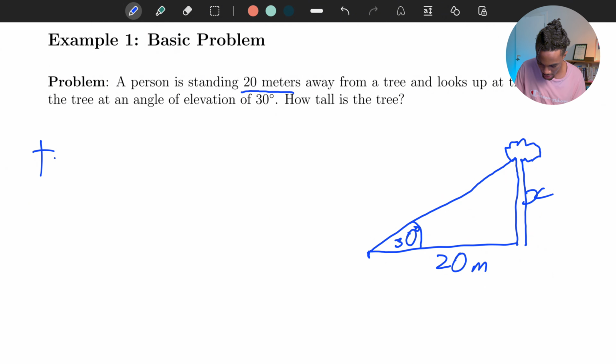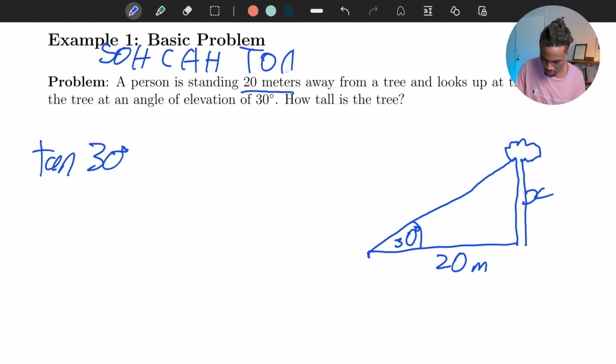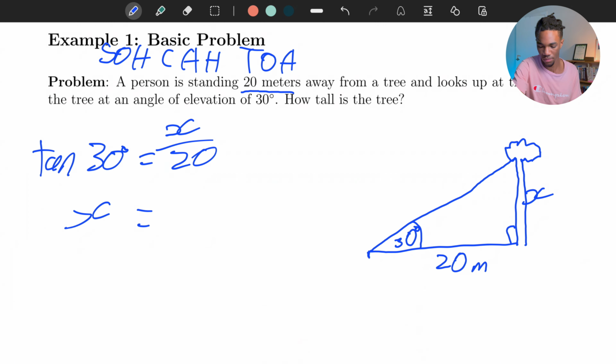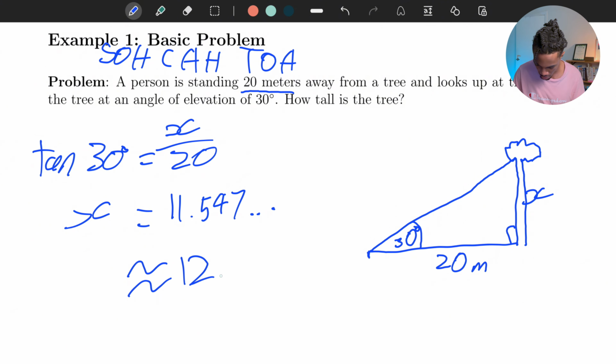We do tan 30 degrees. Remember SOH CAH TOA. So tan 30 degrees equals x over 20. So x equals 20 times tan 30 degrees. That's equal to 11.547..., approximately equal to 12 meters.